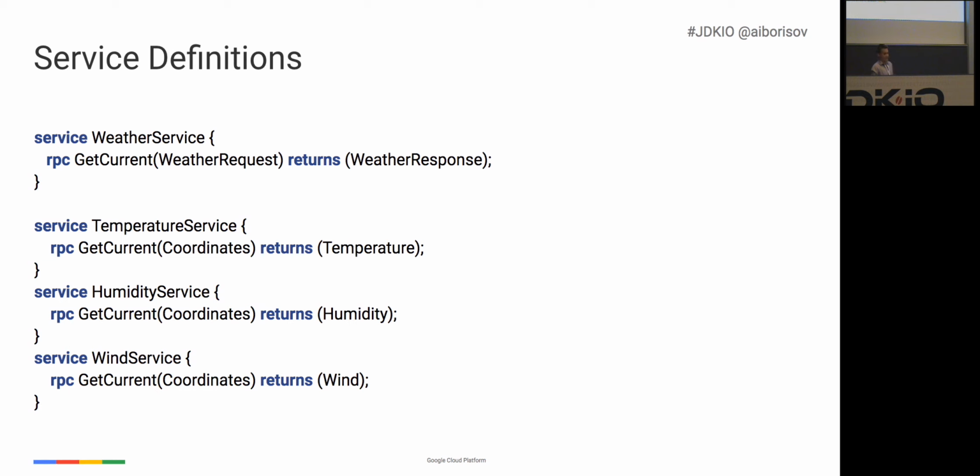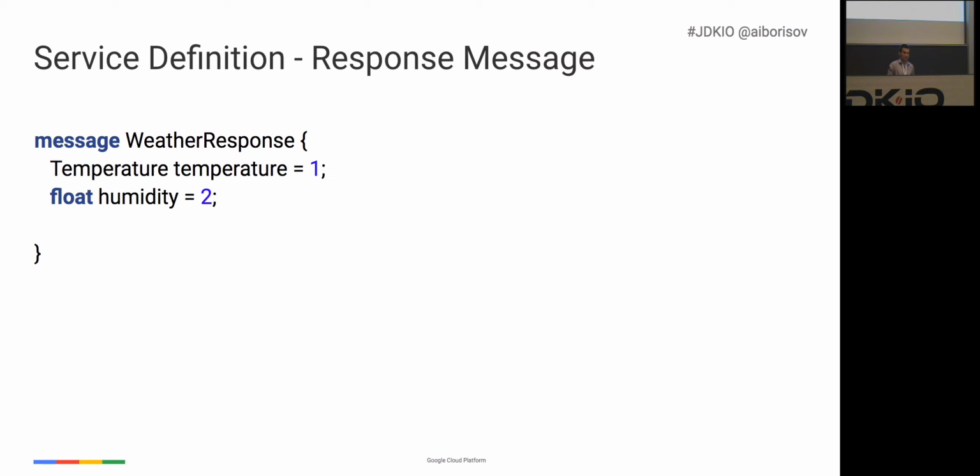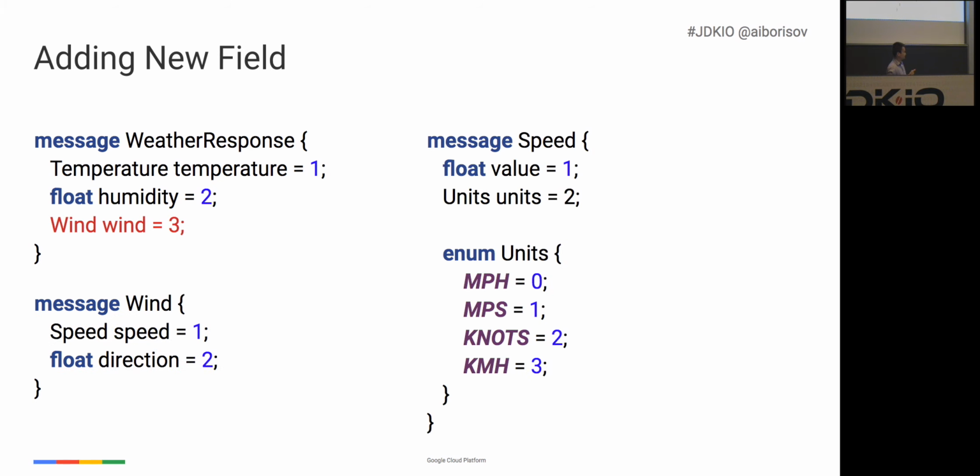The services will have getCurrent method, same as weather service. They take coordinates and return temperature, humidity, and wind. But hold on, our weather response didn't contain wind, did it? We need to add it. So we can easily add a new field, it's wind, of type Wind with index 3 to our response message.